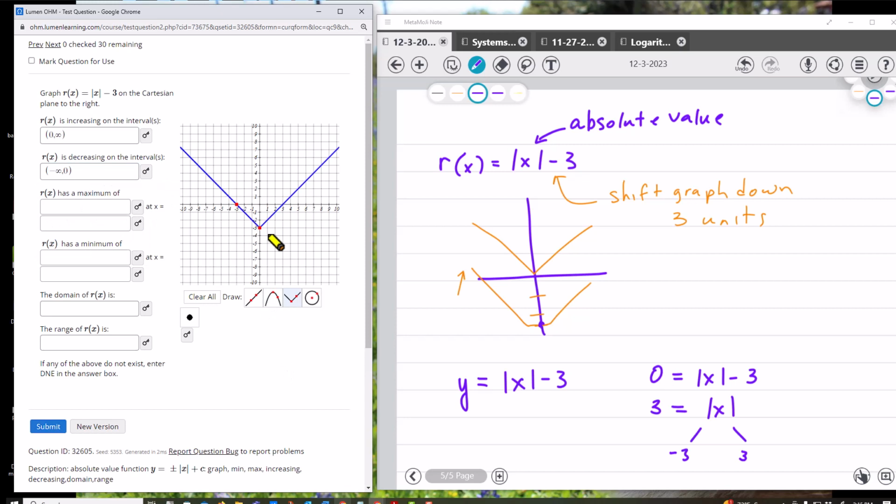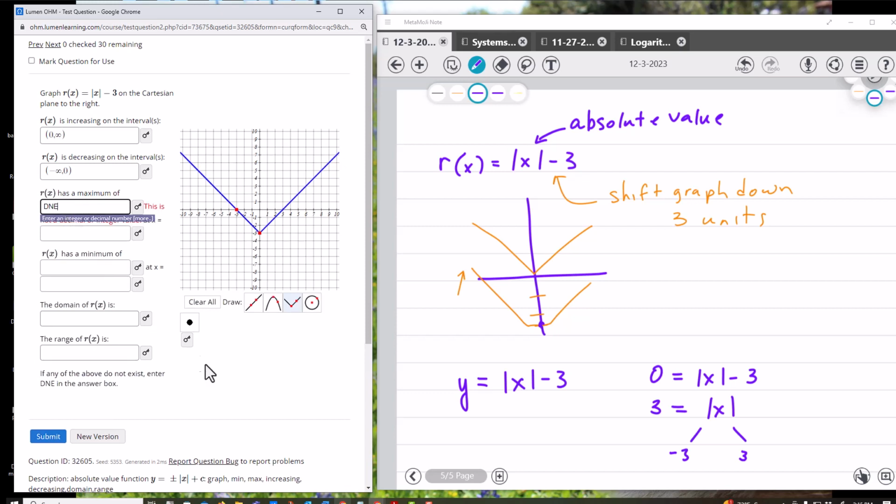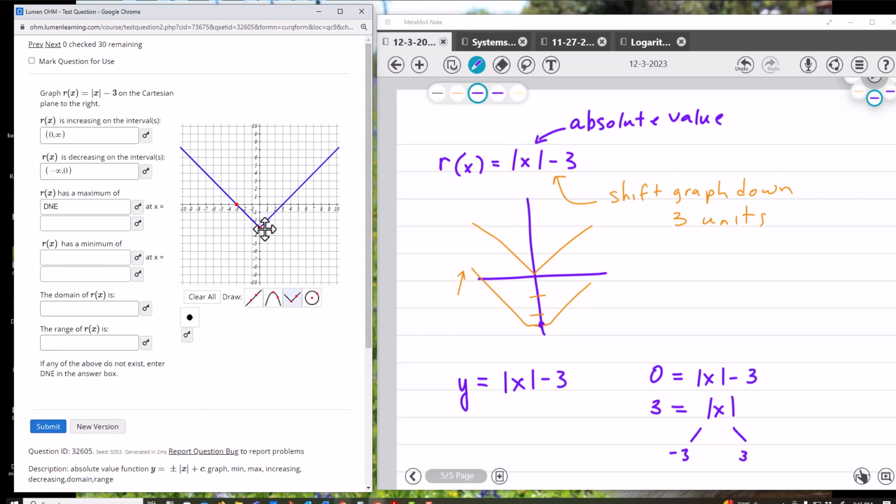Okay, so I'm looking at the x values, and it says it has a max of, and wants you to put those values in. Well, this function is going up forever, so I believe that would be does not exist. It has a minimum of this value right here, so that would be at -3 when x equals 0.